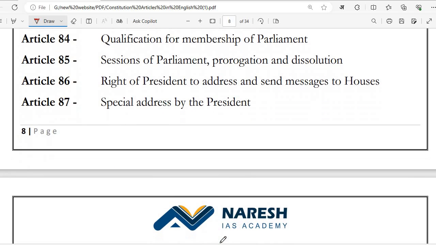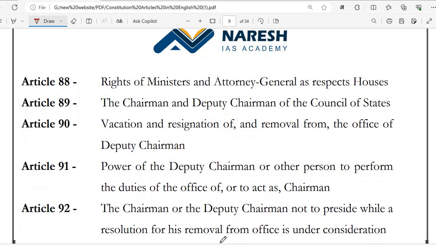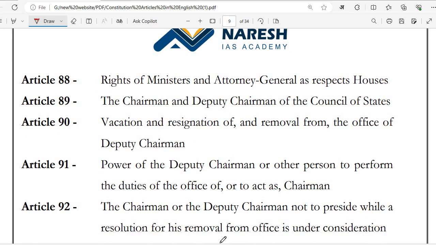Article 85, the session of Parliament, prorogation and dissolution. The Indian President summons the sessions of Parliament, 3 sessions: budget session, summer session, winter session. Prorogation is made by the Indian President, and the President dissolves the Lok Sabha after every 5 years, right? And these are all important articles. You should try to write Article 89 yourself. Look at Article 89.